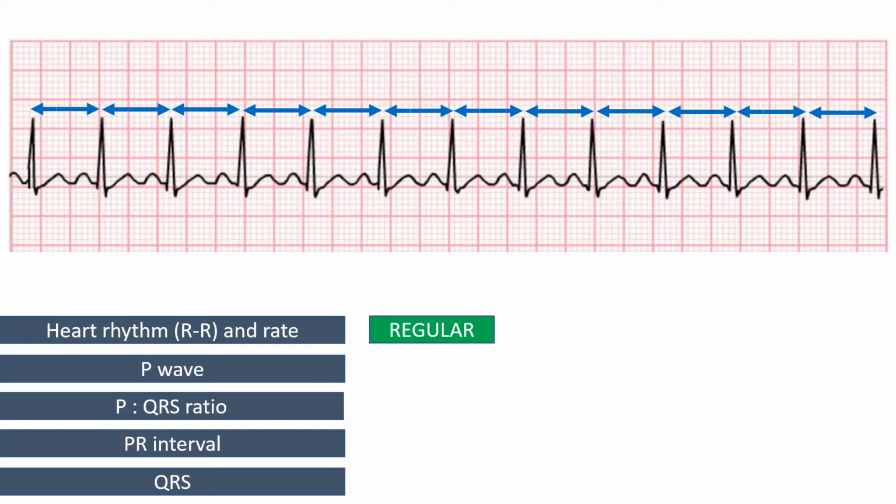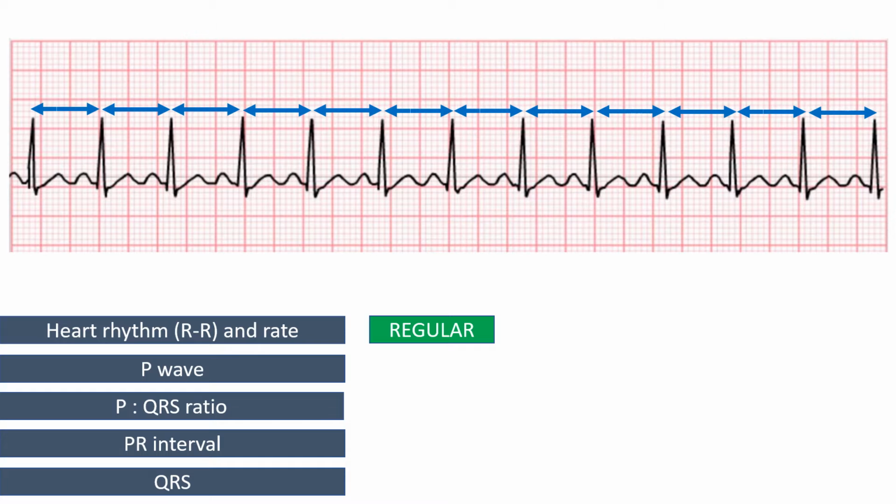And we know that for calculation of heart rate in regular ECGs, we divide 300 by the number of large squares. If you want to calculate the heart rate, divide 300 by the number of large squares between any two successive R waves.